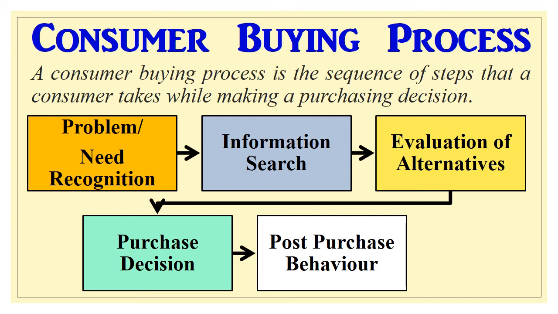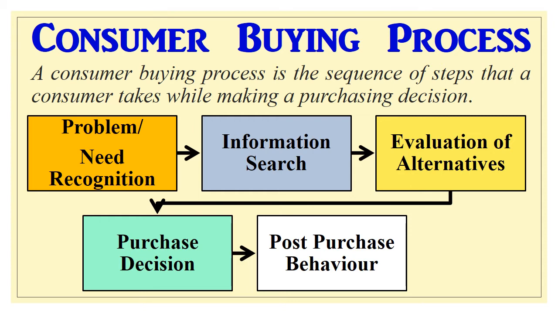So after this first step, the second step is information search. In order to solve his problem, the consumer will be inclined to search for more and more information related to a particular product that he wants to buy. The consumer enters into an active information search, looking for some materials on the internet related to that product. He will discuss with his friends and families, and visit the nearby stores to gather maximum information about the product he wants to buy. So we can say that he will gather the maximum available information regarding that product, which will help in solving his problem.